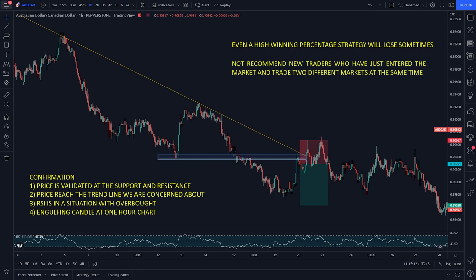I do not recommend that new traders who have just entered the market trade 2 different markets at the same time. If you prefer to trade trending markets, then keep an eye on trending markets. If you prefer to trade consolidation markets, then keep an eye on consolidation markets.